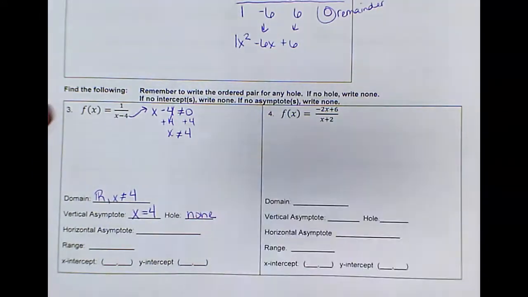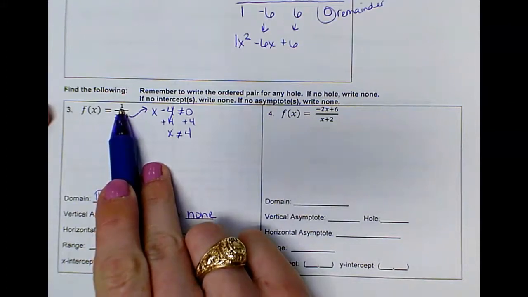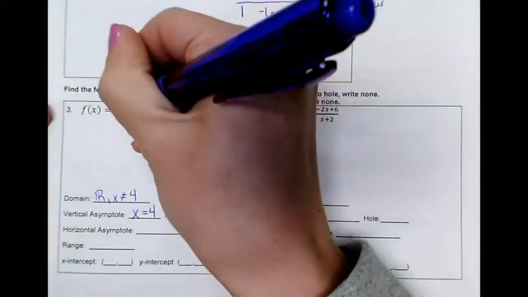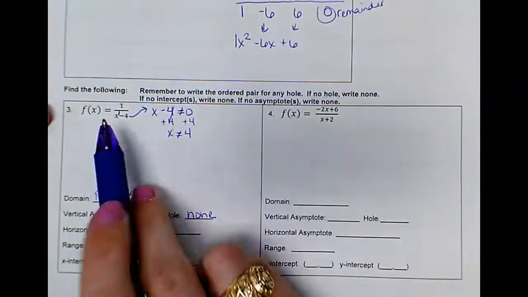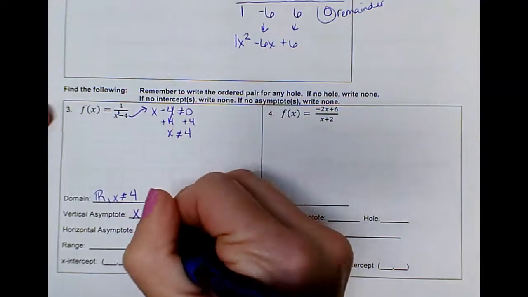There were no canceled out common factors. For the horizontal asymptote, I want to think back to my notes and I want to think about the degree of the numerator and the denominator. This has no x up here, so this is degree 0. It's like x to the power of 0. This is x to the power of 1. And if the degree in the denominator is bigger than the degree in the numerator, then the horizontal asymptote is y equals 0.